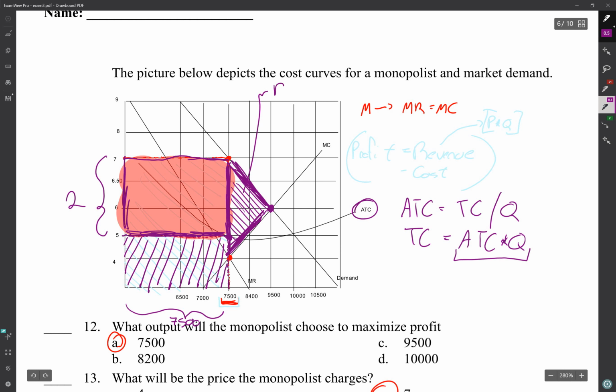That is our deadweight loss. And it is equal to a triangle, which is 1/2 base times height. So all we have to do is find what our base and our height is, and we should plug and chug. Okay, so we're going from 7,500 over to 9,500. So that's 2,000.